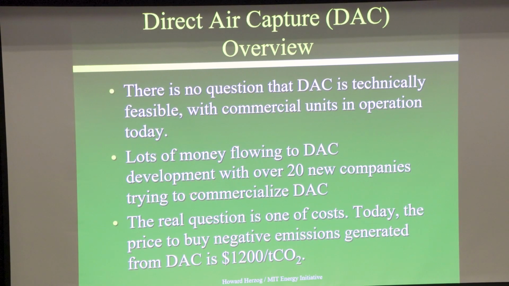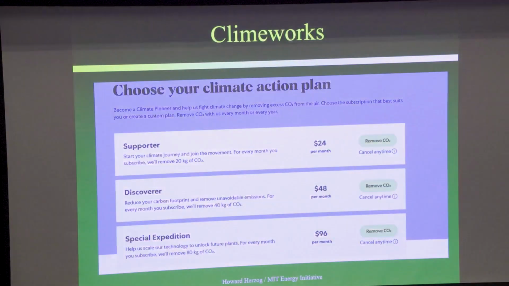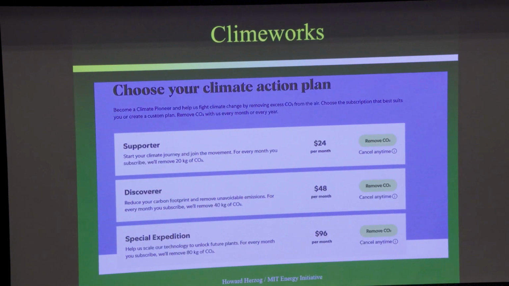I said lots of money, lots of companies, and the real question is cost. So what does it cost? We know a price. That's not a cost. We know you can buy negative emissions from Climeworks today. And how do we know that? Because you go to their website and you'll see this. And so you can do the arithmetic. The arithmetic always comes out the same to $1,200 per ton of CO2, so 96 for 80 kilograms. You just scale that up to a ton, and you get the $1,200.